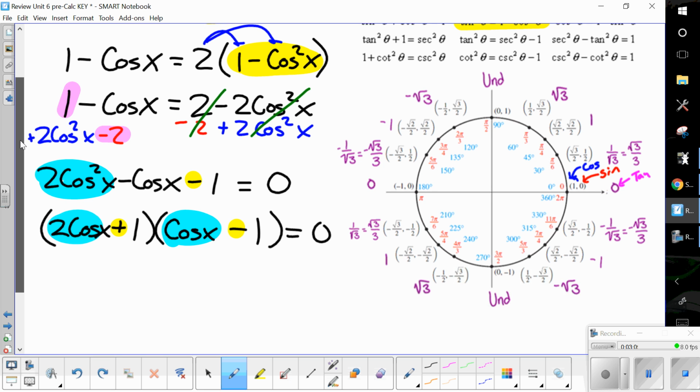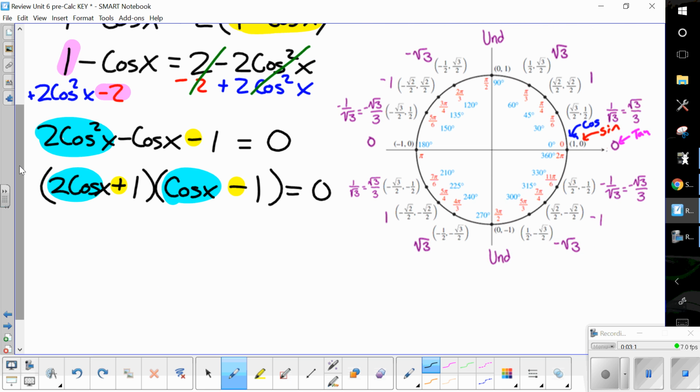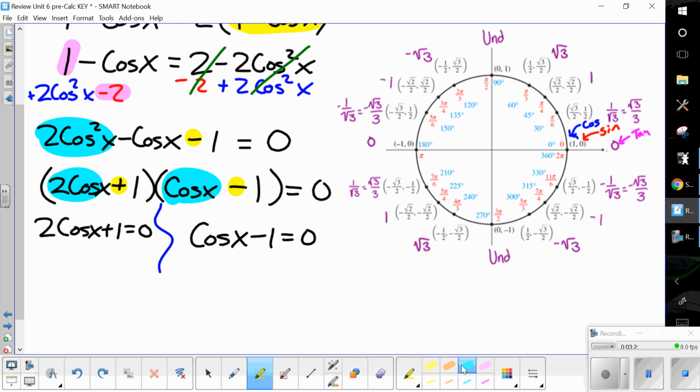Okay, at this point, I'm going to make 2 separate equations. When does the stuff on the left equal 0? And when does the stuff on the right equal 0? All right, on the left, this is a 2-step equation. I'm going to subtract 1 and divide by 2. And so I get cosine of x equals negative 1/2.